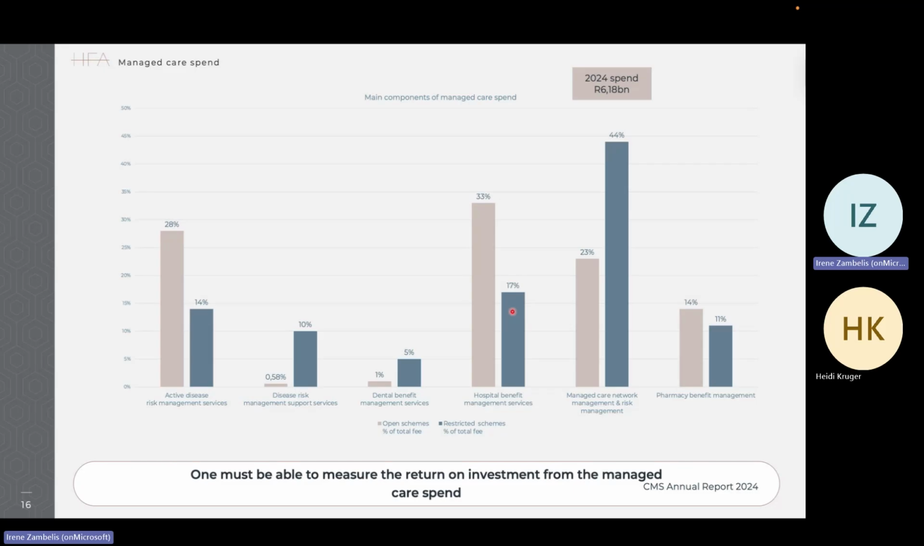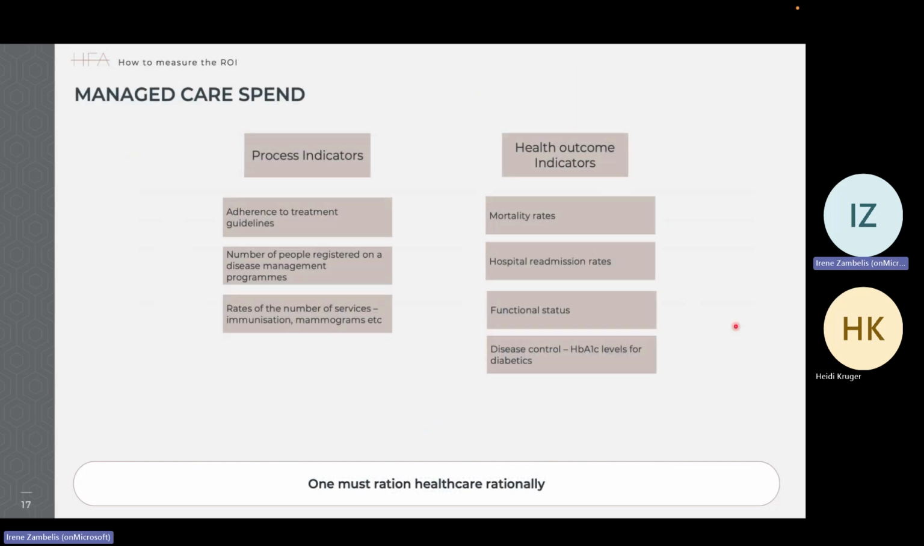We can see restricted schemes concentrated the bulk of their spend on networks. Then came hospital benefit management. It is the biggest cost driver in medical schemes. Then came active disease risk management services and pharmacy services. So it's important that we look at the spend and say, what is the return on that investment? It's not always easy to look at it. You need to, in your contract, agree on how you will measure their effectiveness.